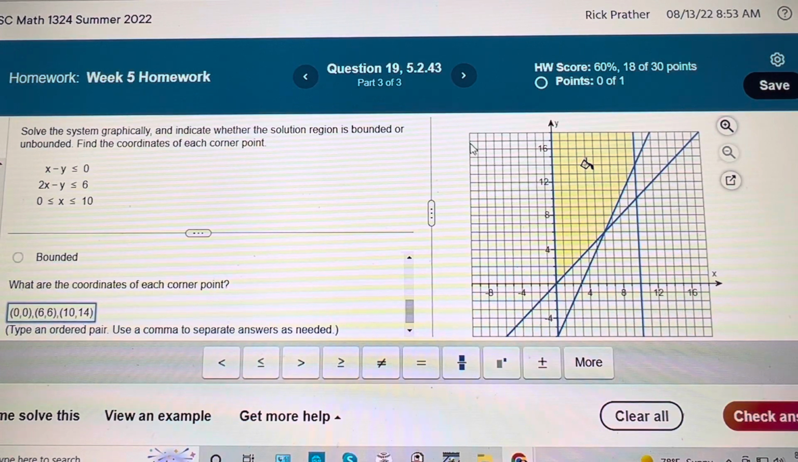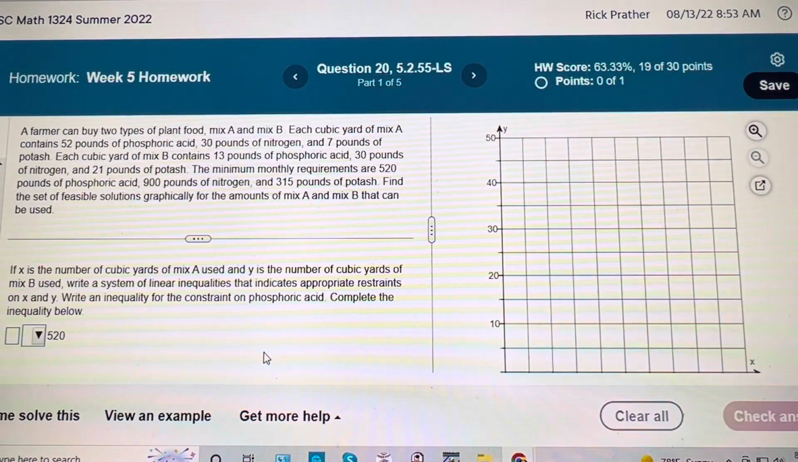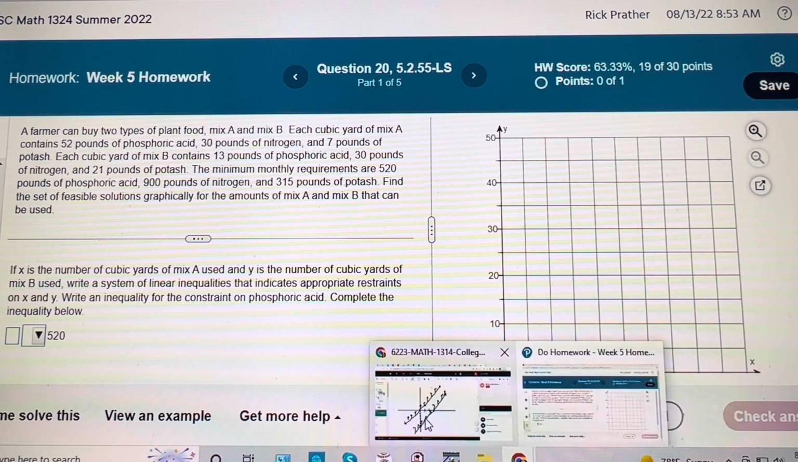So this is section 5.2. When we get to 5.3, we're going to be working with these corner points more. Section 5.2 is about the graphs of these types of problems, and then 5.3 you actually solve them. Okay, a farmer can buy two types of plant food, mix A and mix B. That's going to be your X and your Y.